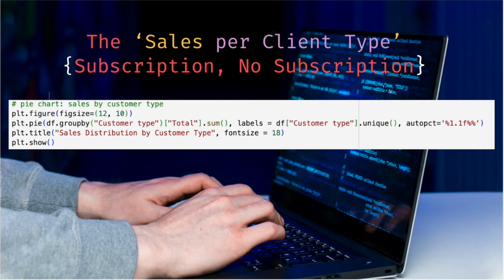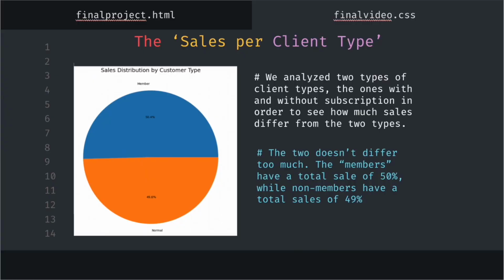We also analyzed sales per client type, and these client types are with or without subscription. Same as the last one, in this one we also used the group by function. As I've mentioned before, we analyzed the 2 different types, which are with or without subscription, and here we can see how much the 2 types differ in sales. As you can see from the graph, the two don't differ too much: the members have a total sale of 50%, while the non-members have a total sale of 49%.